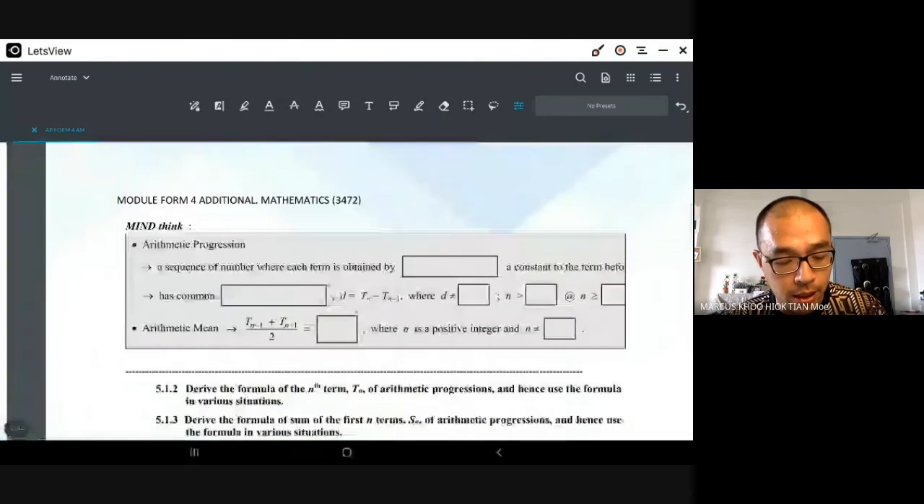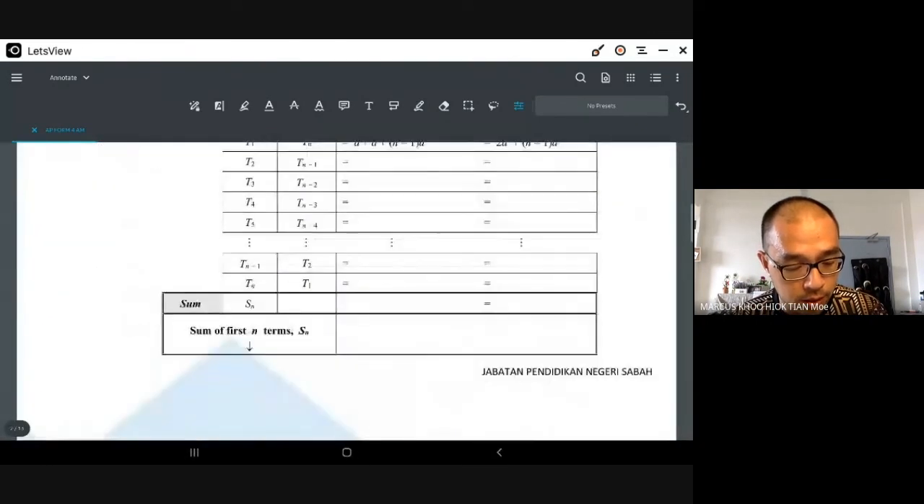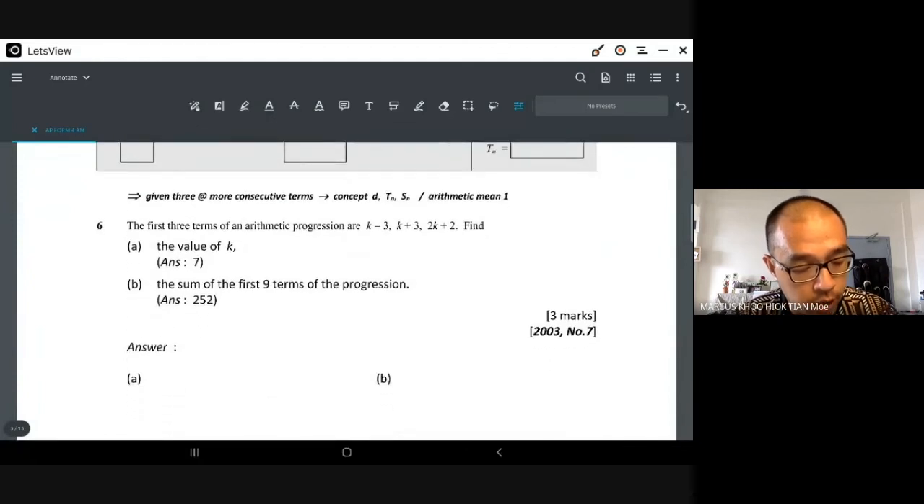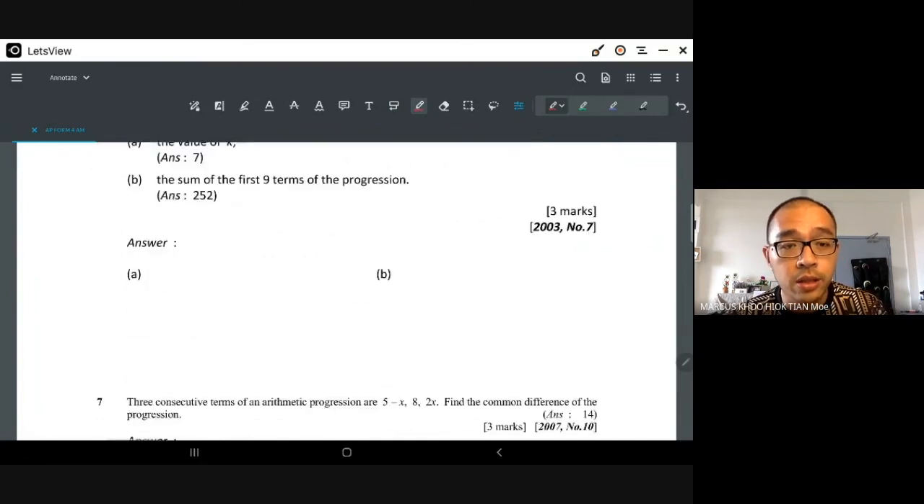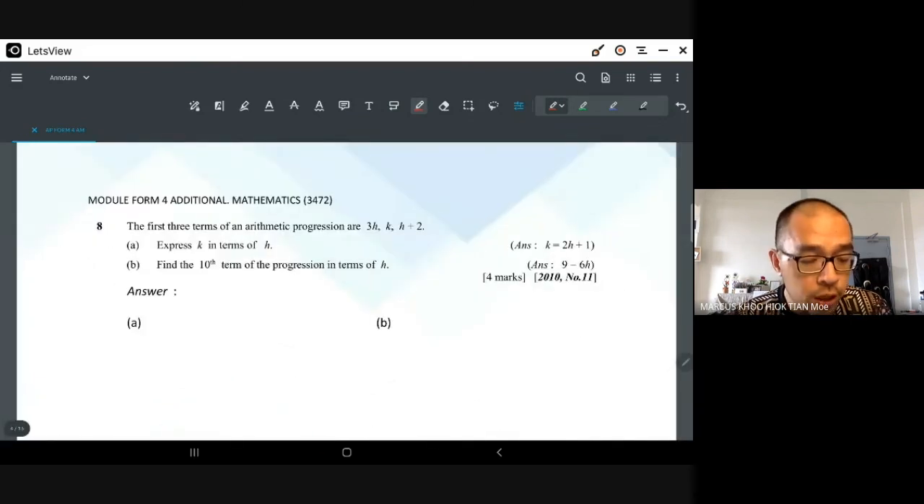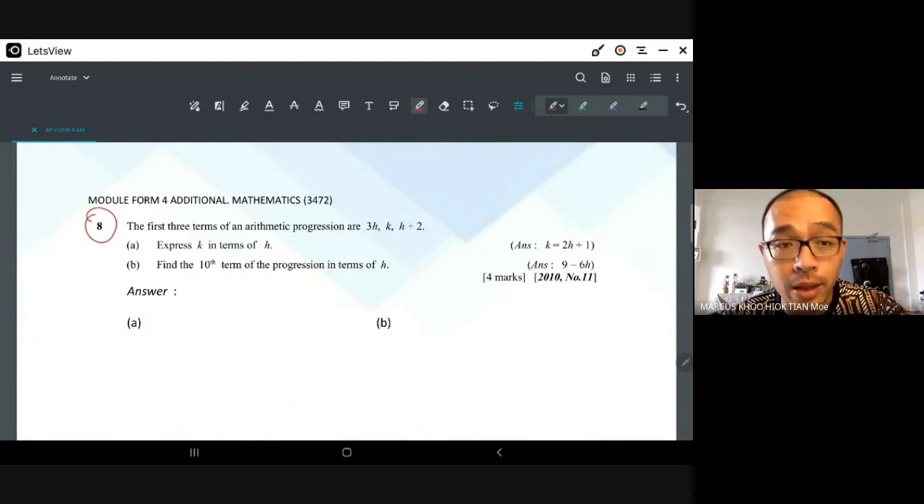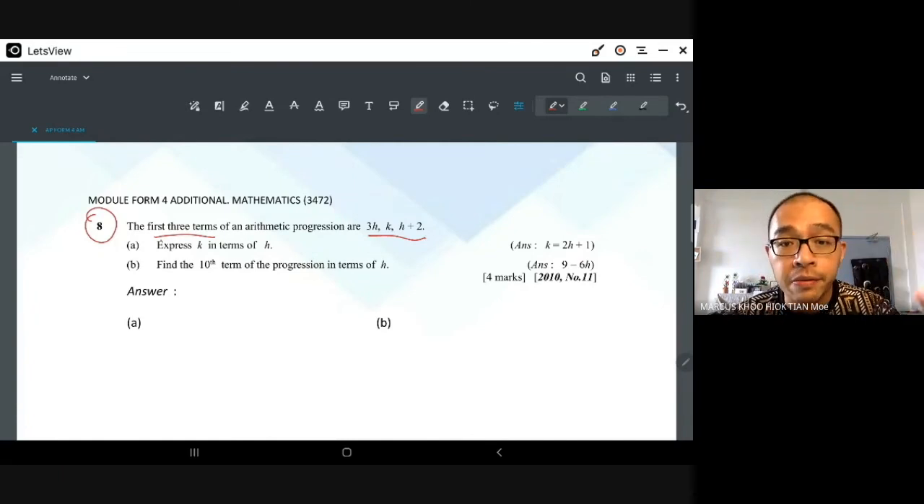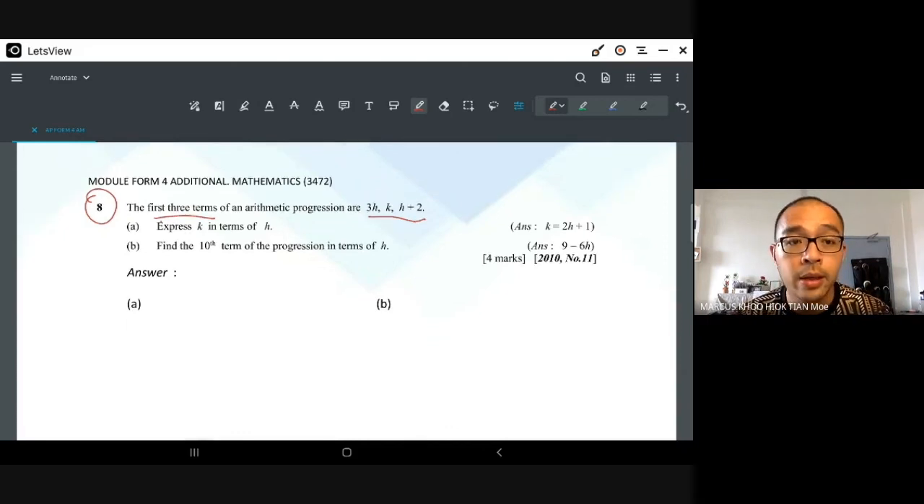Okay, so what you can do in your module, let me see. Don't get skip. Okay, I think memang kau boleh. You can answer question number 6. Okay, answer question number 6. Answer question number 7. You can try question number 8. Question number 8, same concept guys. The first 3 terms, kalau dia bagi 3 yang berturutan kan, what is the thing about this? The common difference is the same. Okay, so you can bentuk 2 persamaan.